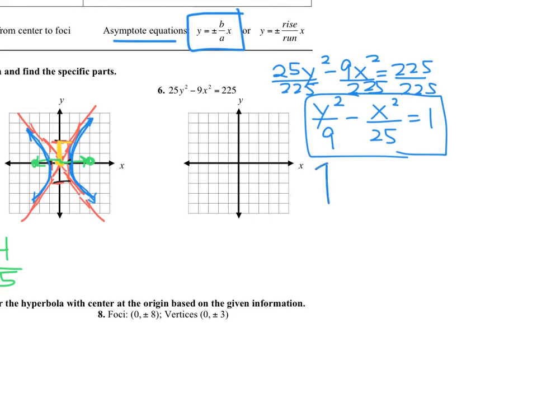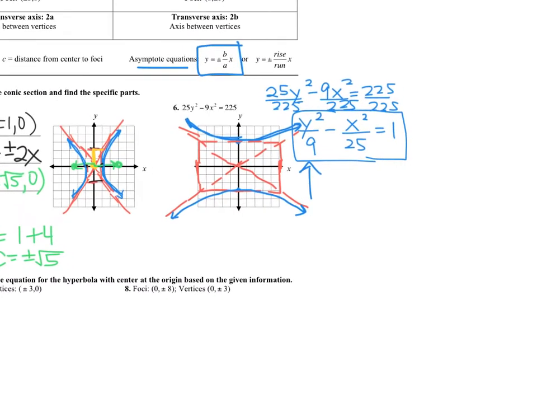Now, note, y is first. So you're going to go up and down a distance of 3, and then side to side a distance of 5. And it doesn't matter that 5 is bigger than 3. All it matters is that y was first. So you draw your rectangle, and you draw the asymptotes. There we go. And then you finally can draw your graph. It goes through that point and right along the asymptotes there.